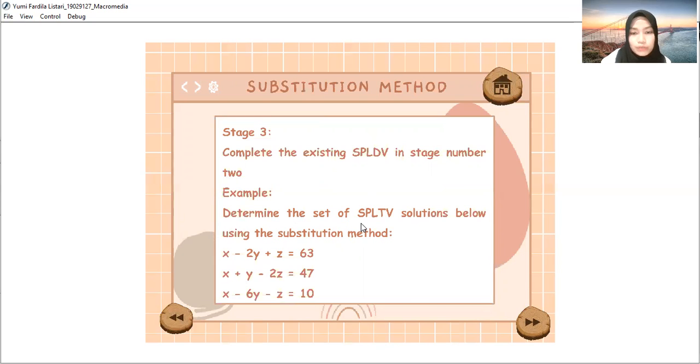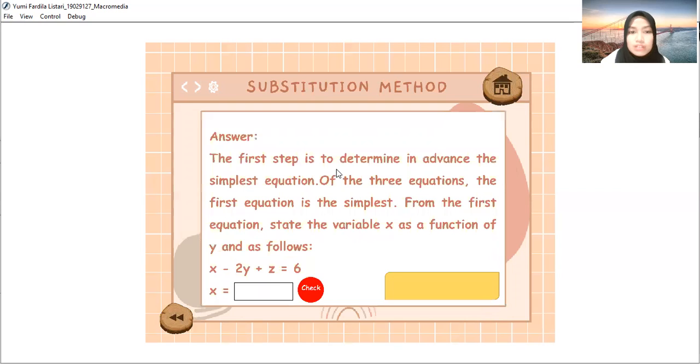Determine the solution set of the system of linear equations of three variables below using the substitution method: x minus y plus z equals 63, x plus y minus 2z equals 47, x minus 6y minus z equals 10. The student can click the next button to see the solution. The first step is to determine the simplest equation of the three equations. The first equation is the simplest.